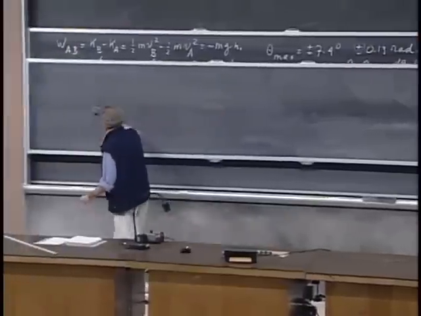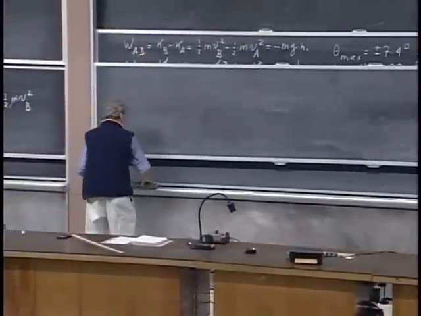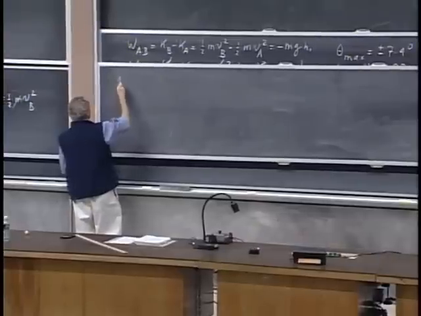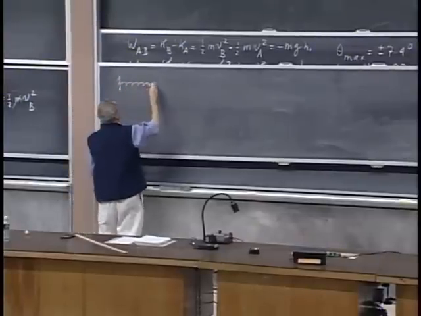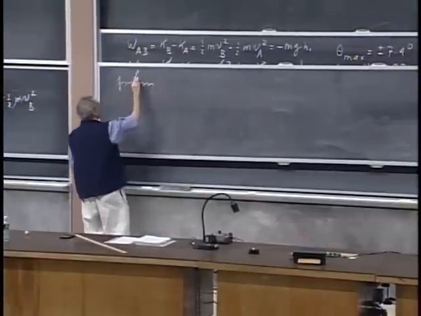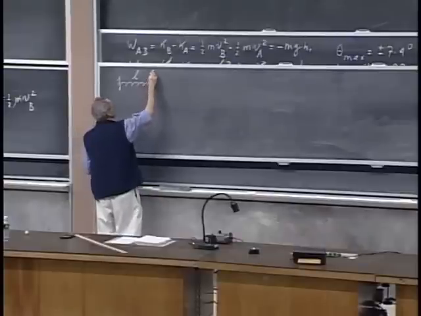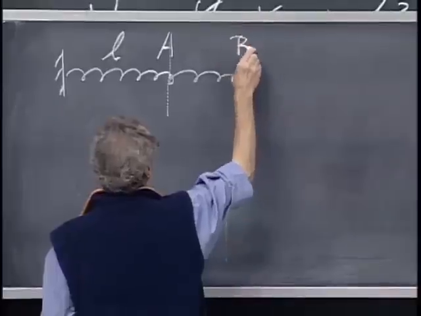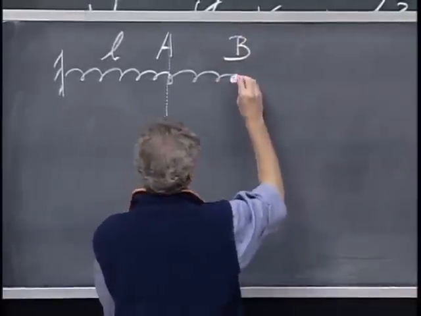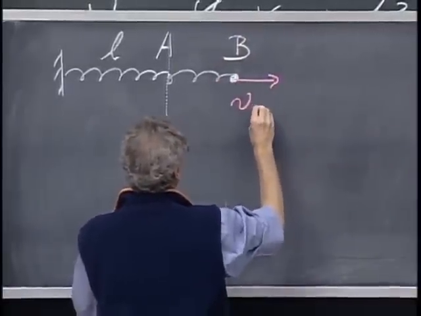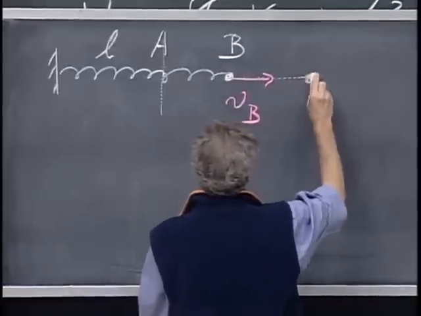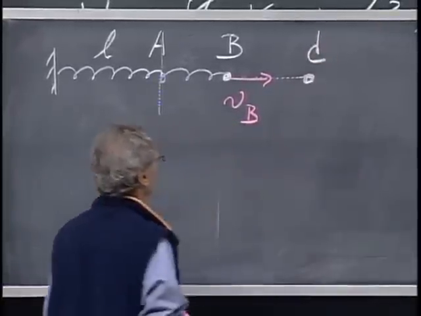Very similar to what I just did, but now it is a simpler problem because the spring is exactly one-dimensional. Let this be the relaxed length L of the spring. This is point A. I stretch it to point B. I give it a kick. I will not put in any numbers now. I'll give it a speed VB, and it comes to a halt here at point C.